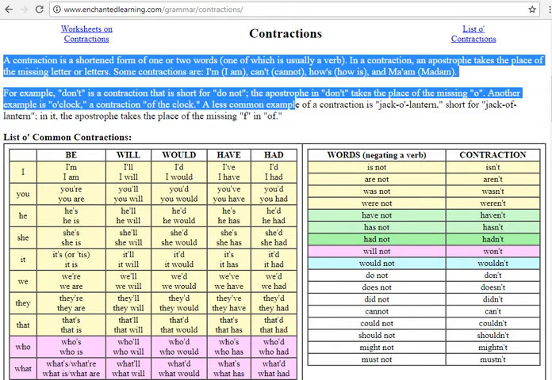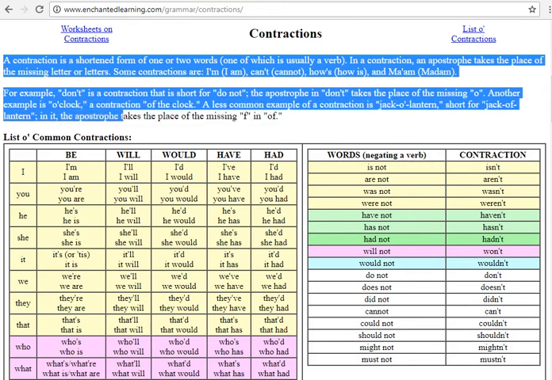Another example is o'clock, a contraction of of the clock. A less common example of a contraction is jack-o'-lantern, short for jack of the lantern. In it, the apostrophe takes the place of the missing F in of.